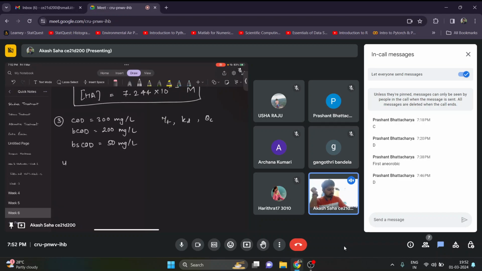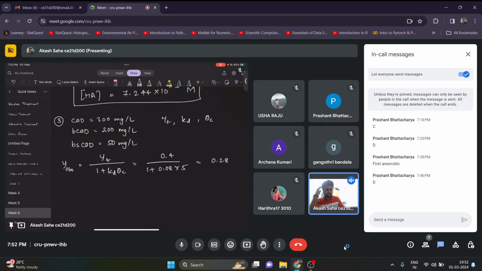So first we will find out the Y observed. The formula is YT divided by 1 plus KD theta C. So YT is given as 0.4, KD is 0.08, theta C is 5. So we will get Y observed as 0.28, because we will require this.